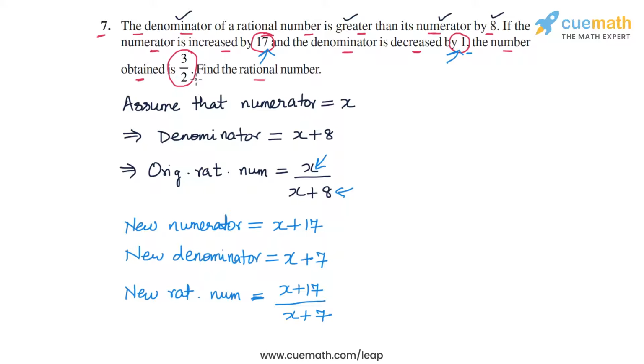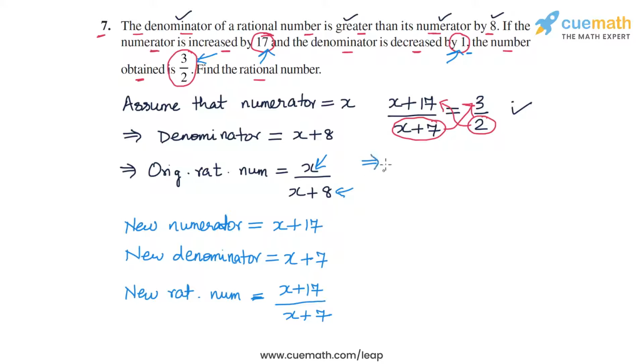And what we are told is that the new rational number is 3 by 2. So this is how we get an equation in x. So the new rational number x plus 17 by x plus 7 must be equal to 3 by 2, and so we have an equation in x. Now we can solve it easily and find the value of x. So to solve this equation, let's cross multiply the denominators. So 2 with x plus 17 and x plus 7 with 3.